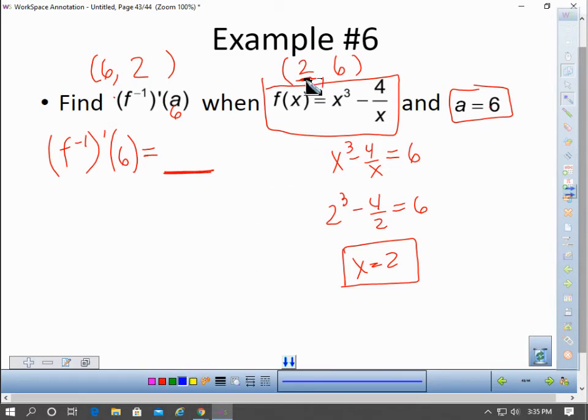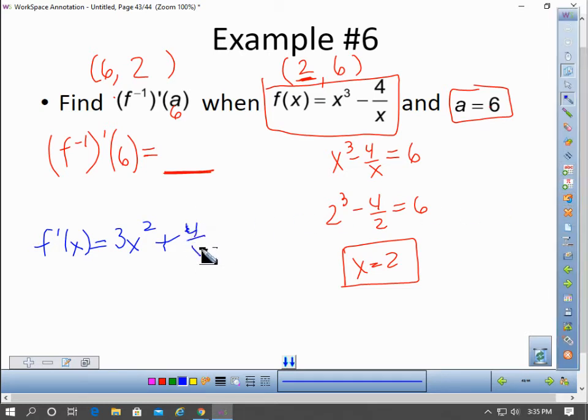All right, since I now know my x coordinate is 2, I can find the derivative f prime, which is going to be 3x squared, and the derivative of the other term, remember 4 over x is 4x to the negative 1, so its derivative is going to be negative 4x to the negative 2, which is negative 4 over x squared. And we're subtracting, so that's why it becomes positive 4 over x squared. Okay? All right, so that's my derivative of this function.